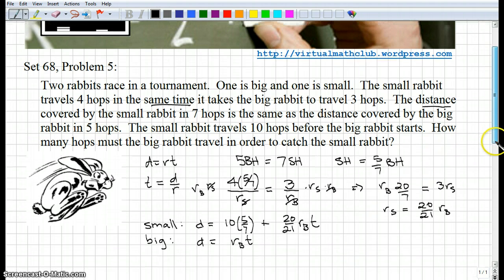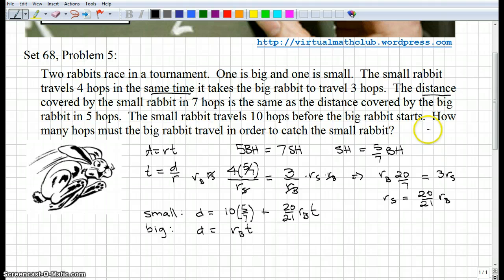I know that the point at which the big rabbit catches up to the little rabbit, the small rabbit, their distances are going to be the same. Okay, so I want to find where their distances are the same. So I can just set these two equations equal to each other and solve. So I'm going to write this as 50/7 plus 20 over 21 RB times T is equal to RB times T.